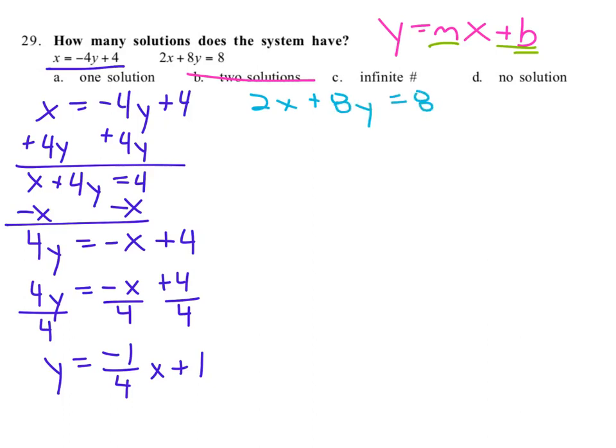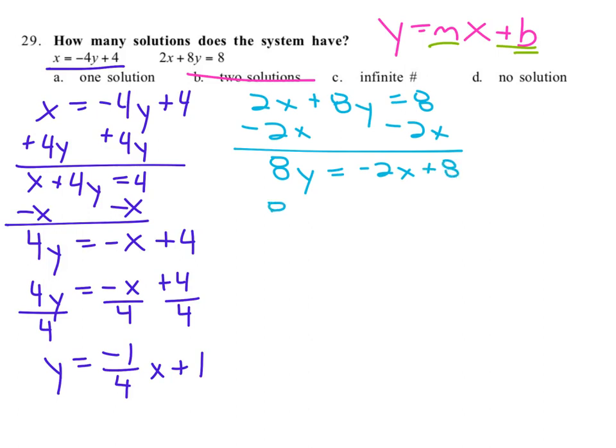And I'm going to solve for y equals, same thing that I just did. Minus 2x, minus 2x. And we get 8y equals negative 2x plus 8. And dividing by the number in front of y, we'll just get down to y equals.